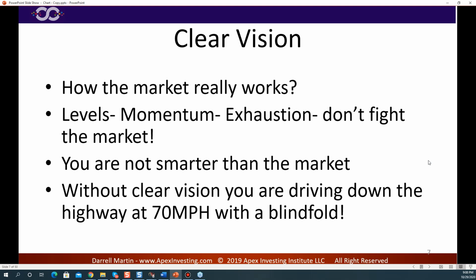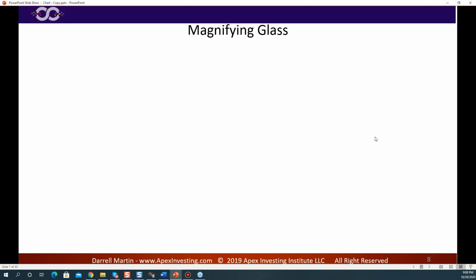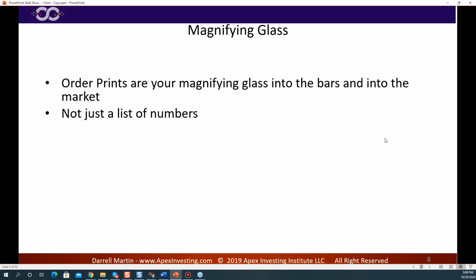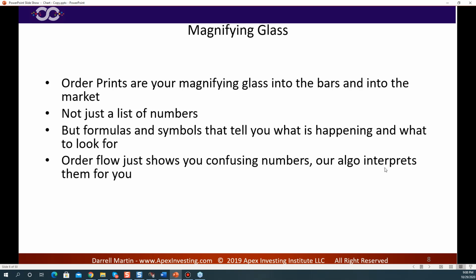The market doesn't work just because you want it to work a certain way. It doesn't work because an indicator tells you. All an indicator does is tell you what the market has done, right? But what makes the market work, aside from news and global events, is levels, momentum, exhaustion, orders, volume. And you want to be able to see that. And order prints is really our magnifying glass into the bars.